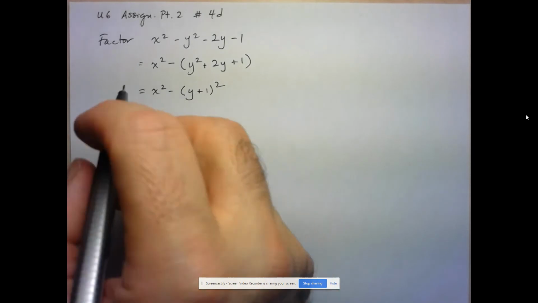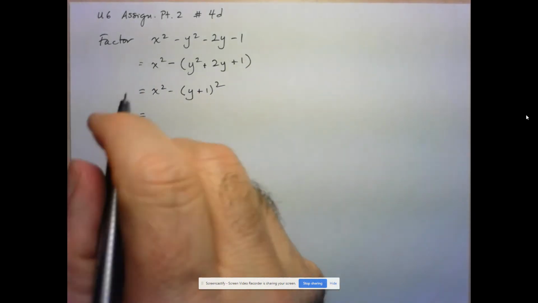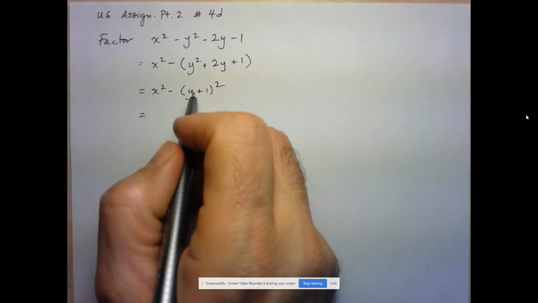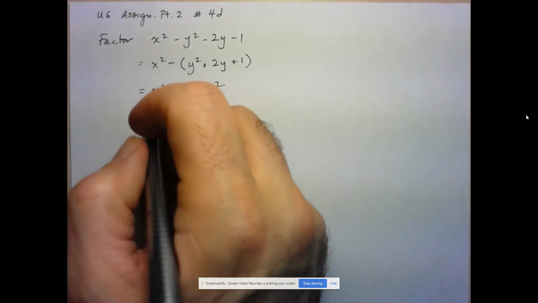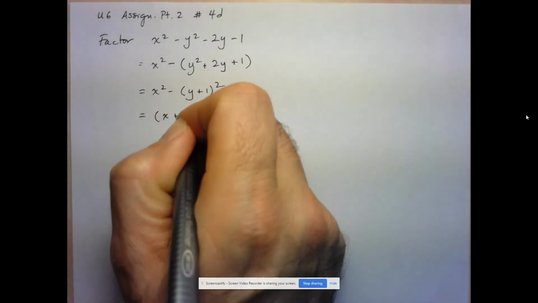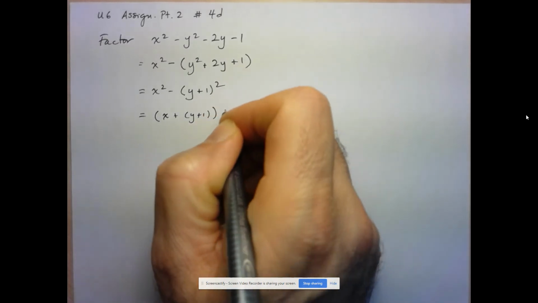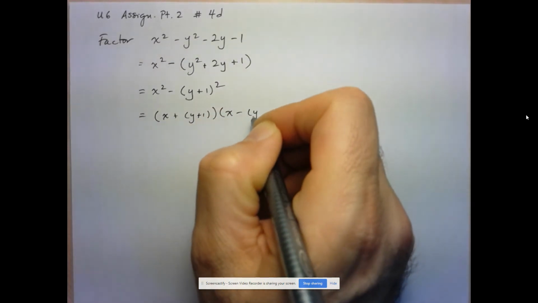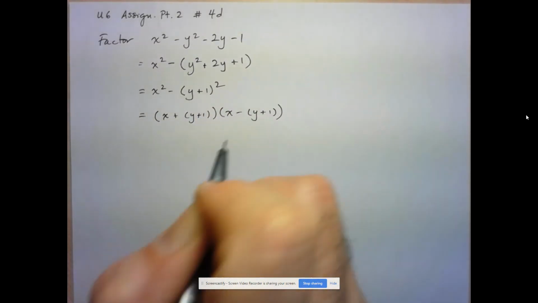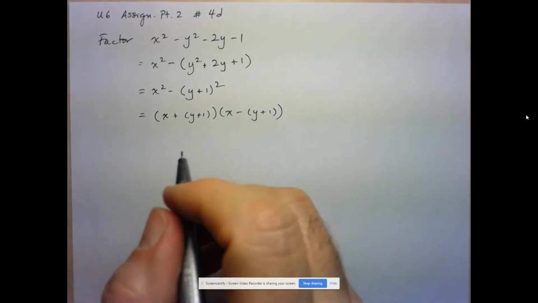All right, and now I can just apply my rule for factoring a difference of squares. It's just the first plus the last times the first minus the last. So it's going to be x plus y plus 1, and then x minus y plus 1. All right, so there's my factorization. Now it's just a matter of simplifying.